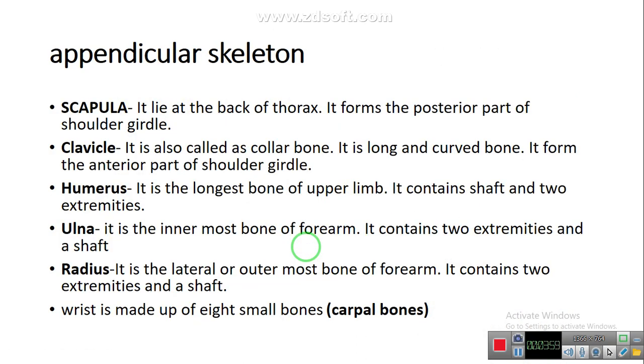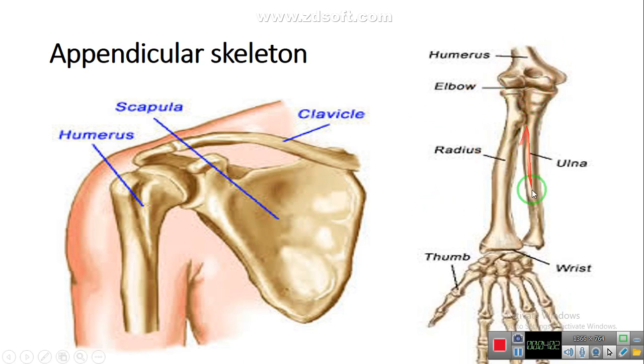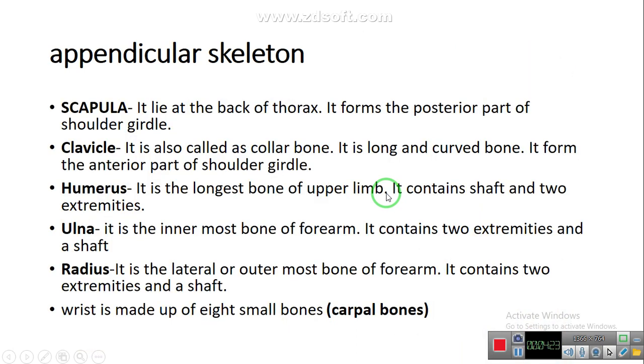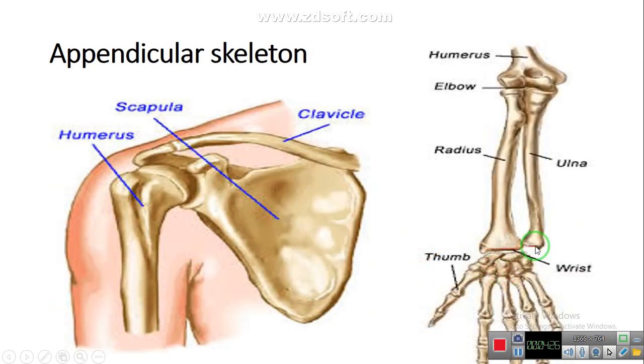Now the ulna. The ulna is the innermost bone of the forearm. This is the ulna, and this is the radius. The radius is the outermost bone of the forearm. The radius and ulna also have a shaft and two extremities. These are the two extremities of each bone. Then the wrist bones are known as the carpal bones, and they consist of 8 small bones. So this is the diagrammatic presentation of these bones of the appendicular skeleton.